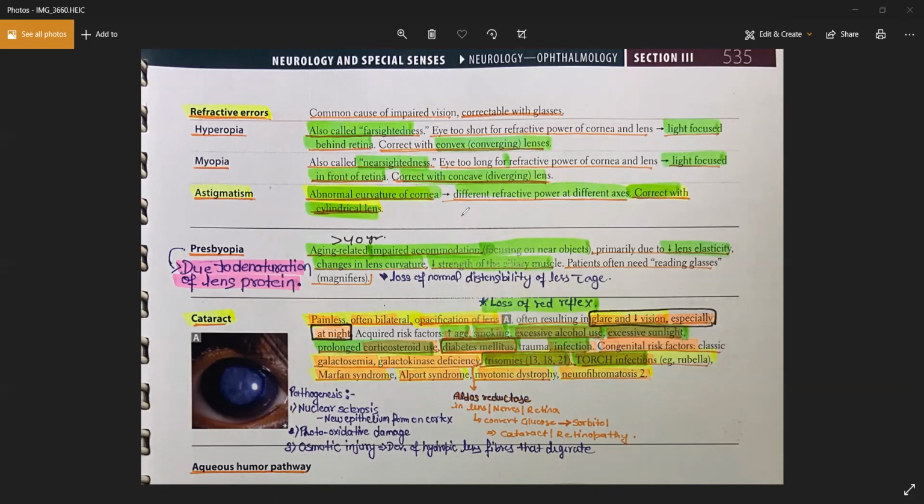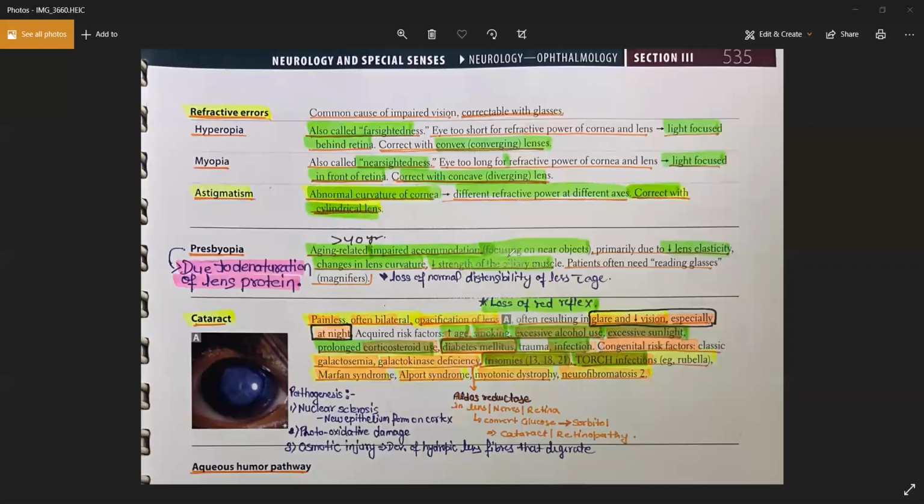Okay, so we're done with the astigmatism, right? Now let's discuss the presbyopia. It happens because of the age-related impairment in the accommodation, that means focusing on the near objects mainly, and as a result, all these images will form behind the retina. Okay, because I cannot focus, the images will form behind the retina.